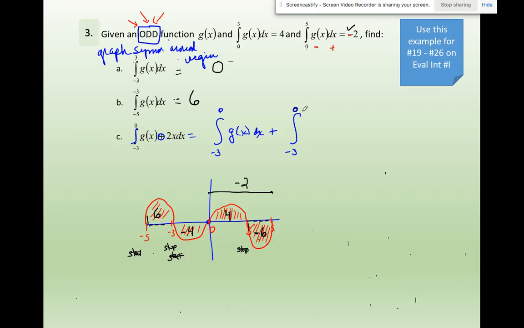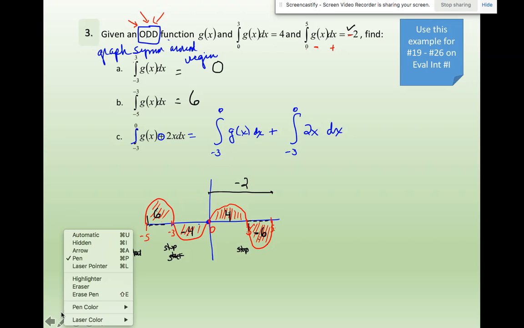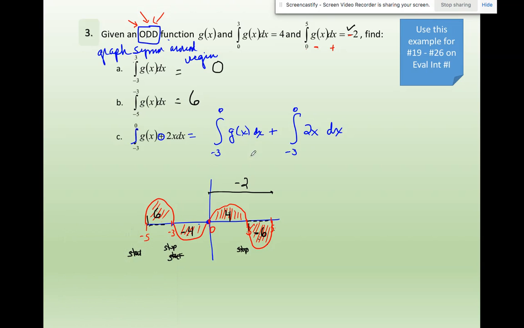With the same bounds, with the same limits of integration, -3 to 0. What is that integral? -4. And then I'm used to this. This is just a, oh, that's not a constant. Oh, snap. What the heck?